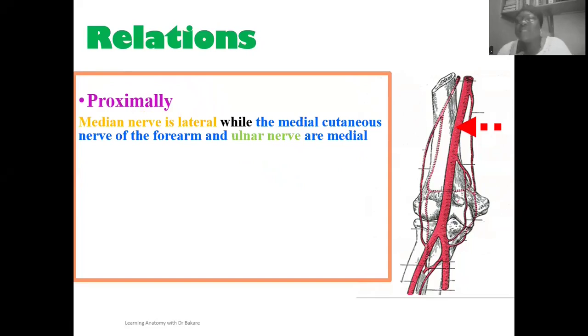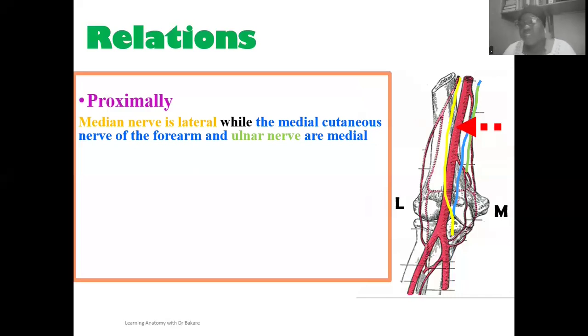But for us to easily understand this, let's try and place this image in its correct anatomical position. This is where we have the medial side, and this is where we have the lateral side. If you go more superiorly at this upper end, you see that at the lateral side, it is related to the median nerve. While if you go more medially, you see that it is related to the medial cutaneous nerve that is highlighted here in blue, and also the ulnar nerve that is highlighted here in green. So you see that on both the medial side and the lateral side, it is related to different structures. And this is just in the superior region.